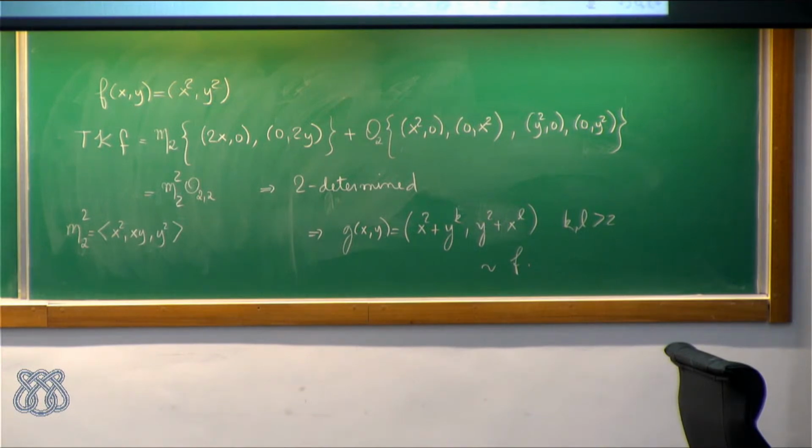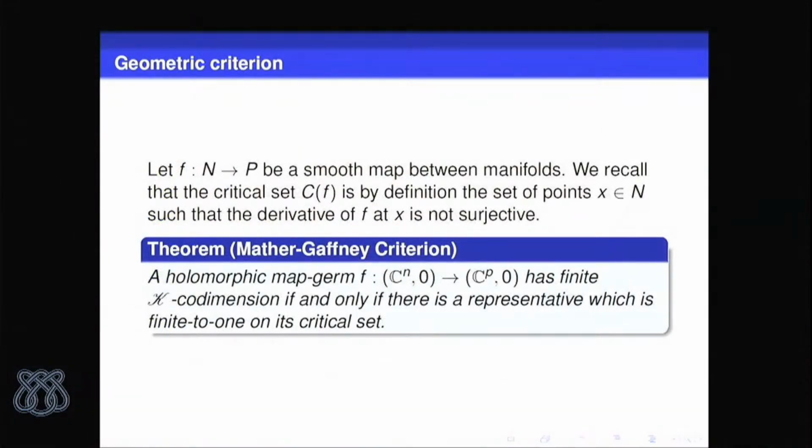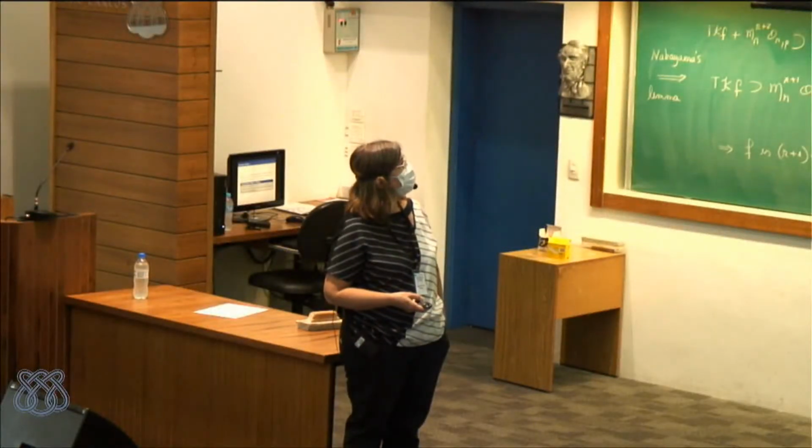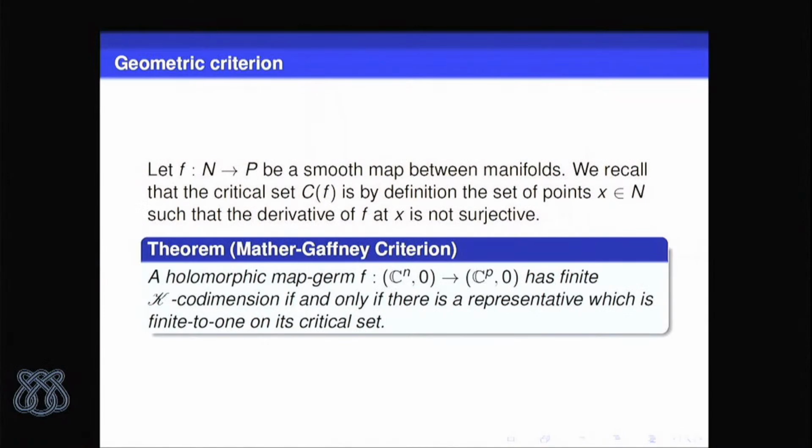So we've seen this already. So this is a nice geometric criterion for finite determinacy, and Juan will show you how to apply this. A holomorphic map germ has finite K-codimension if and only if there's a representative which is finite-to-one on its critical set. Critical point means the derivative is not surjective. So this is a very interesting geometric idea.